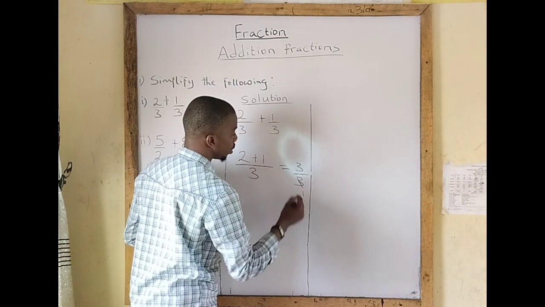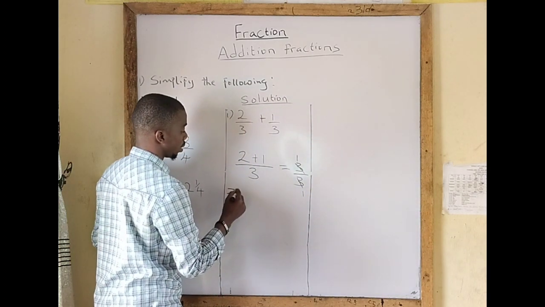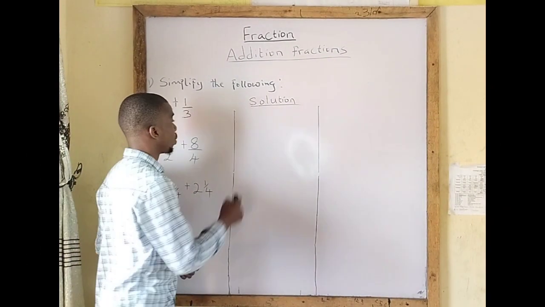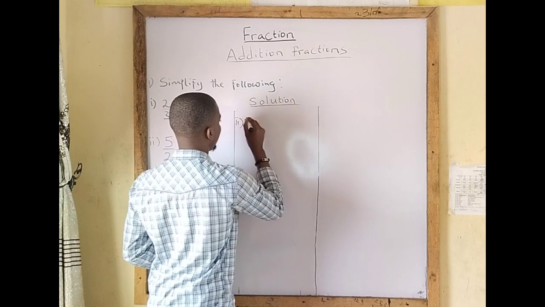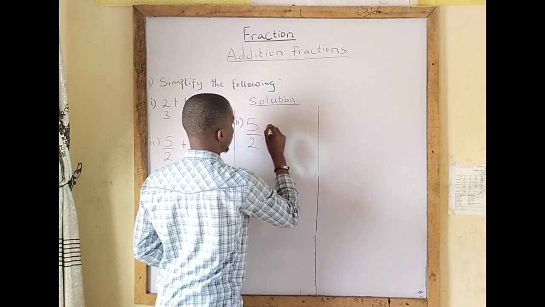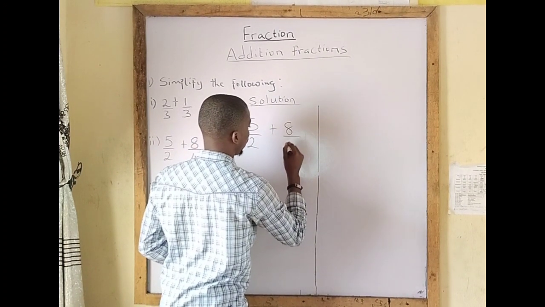We cancel itself 1, cancel 3, 1, and 1 divided by 1 is 1. Okay, we'll go to the next question, the II question. We have 5 all over 2 plus 8 all over 4.